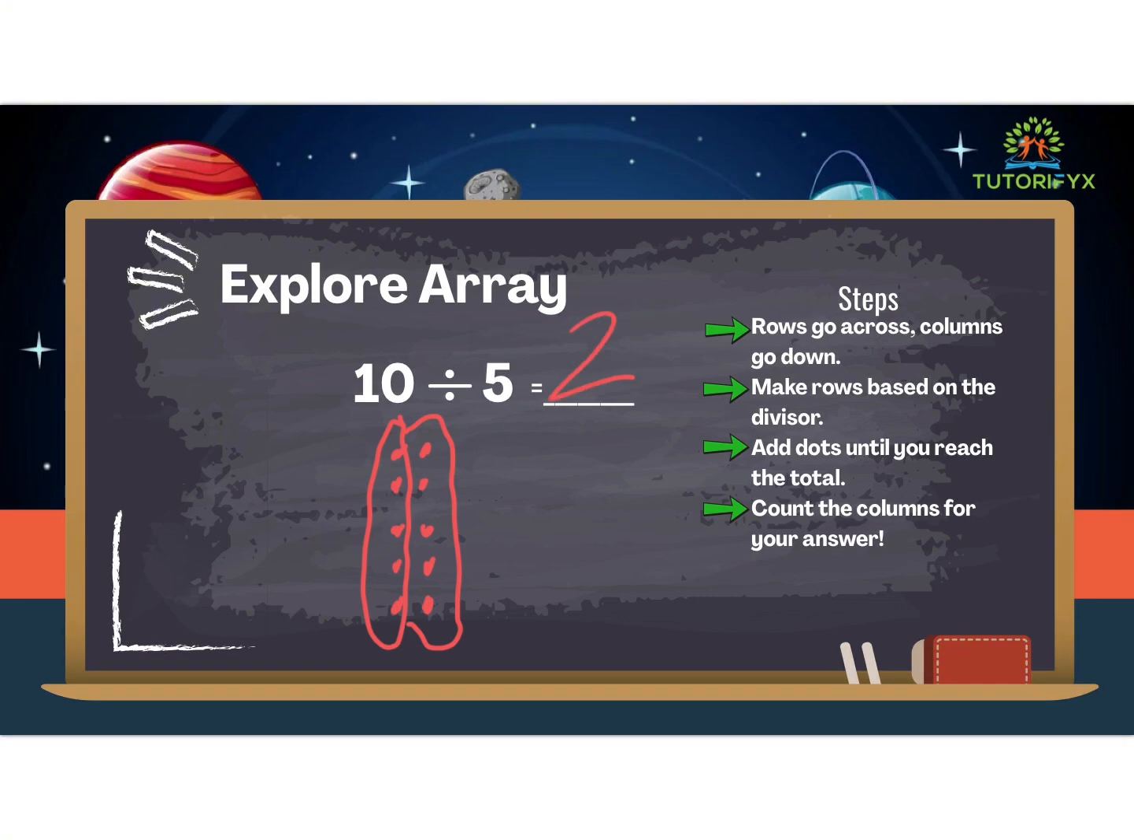Now, I could have looked at it that way and counted my columns, or my sweethearts, I could have looked to see how many I put into each row, just like we do in the equal group strategy, to get the answer as well. So either way, you'll get the right answer.